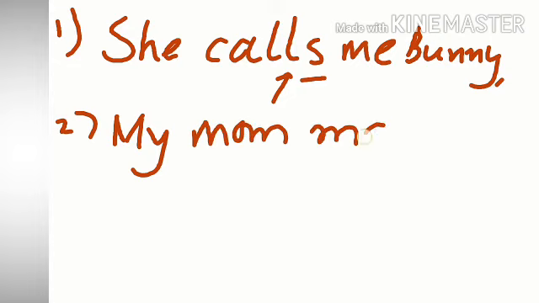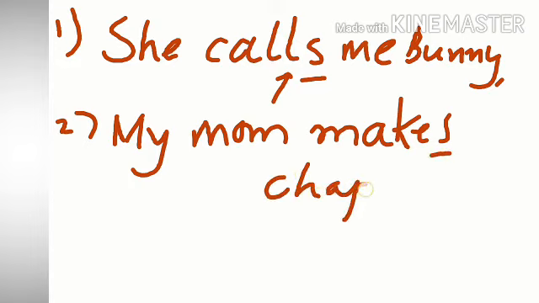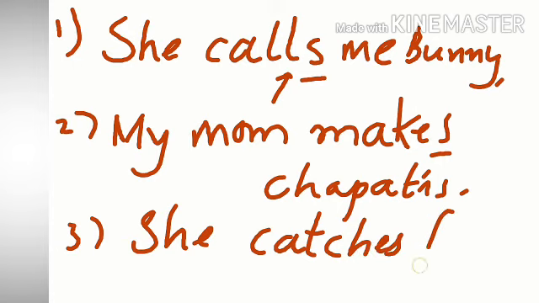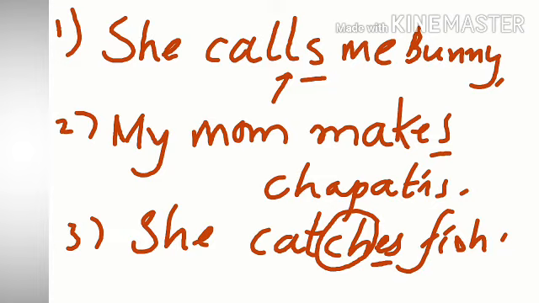Next one is, my mom makes. Here we have used the verb make. Since my mom comes under she, we have used the S form. We have added S. Here there is no rule for this. It's a general addition. And the third one is, she catches fish. Here the verb used is catch. So the ending is CH. We have added ES.